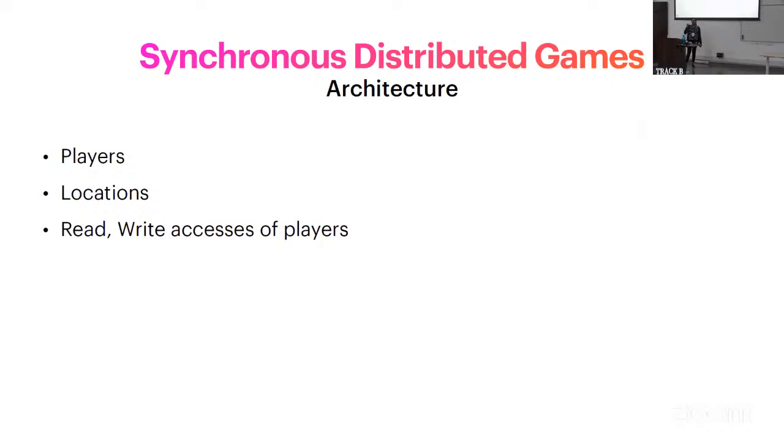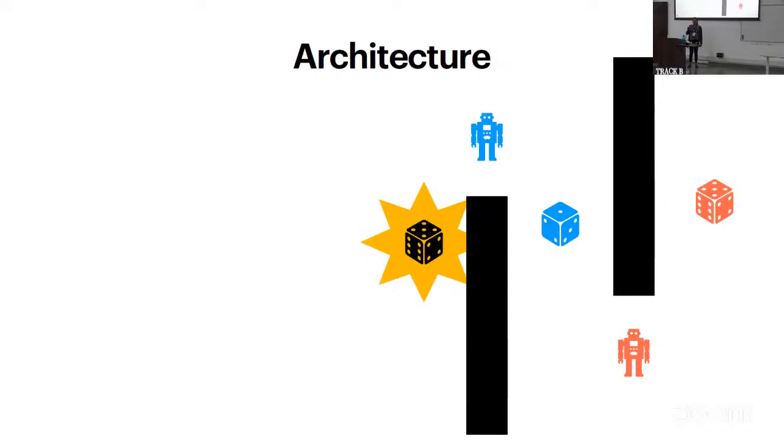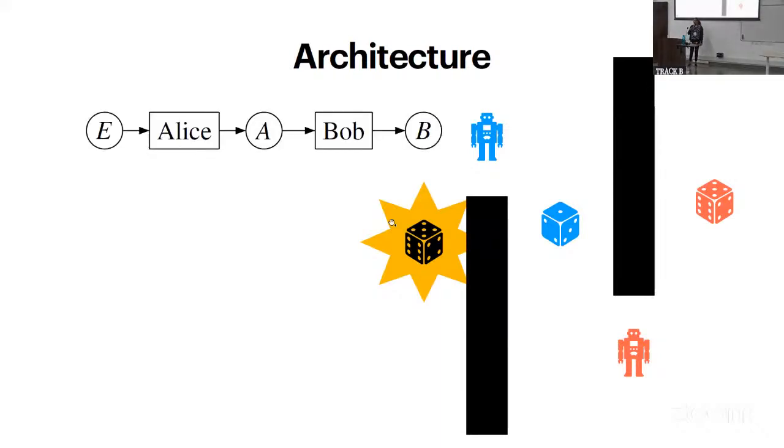So architecture describes what the players are, the locations that they control, like what they can read and what they can write. This thing is given by the architecture. So for example, this particular architecture we saw and are seeing now is represented by this. This is how we pictorially represent that.